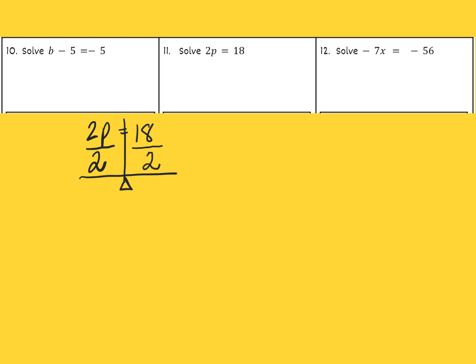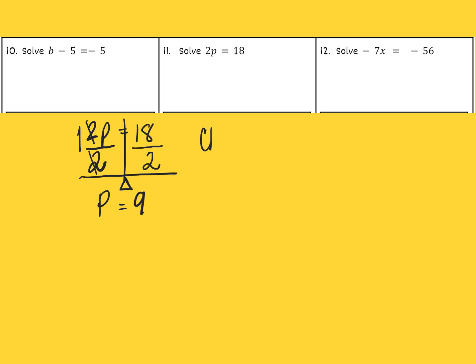Our third step is to cross off, in this case not zero pairs, but 2 divided by 2 is 1. That just leaves us with the p. Remember, when we only have one variable, like a 1 as a coefficient, we don't have to write it. So now we write p, and 18 divided by 2 is 9. Our solution should be 9.